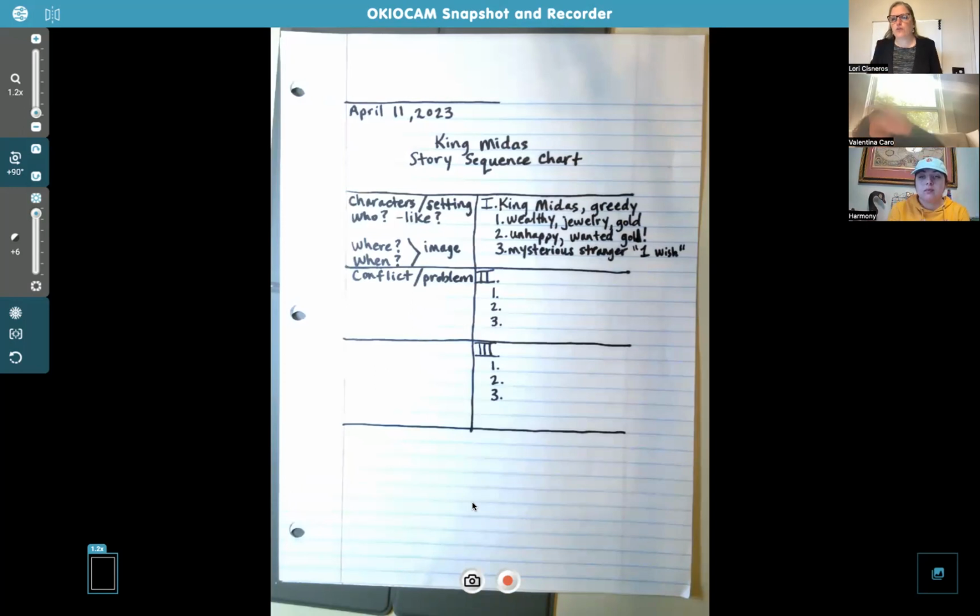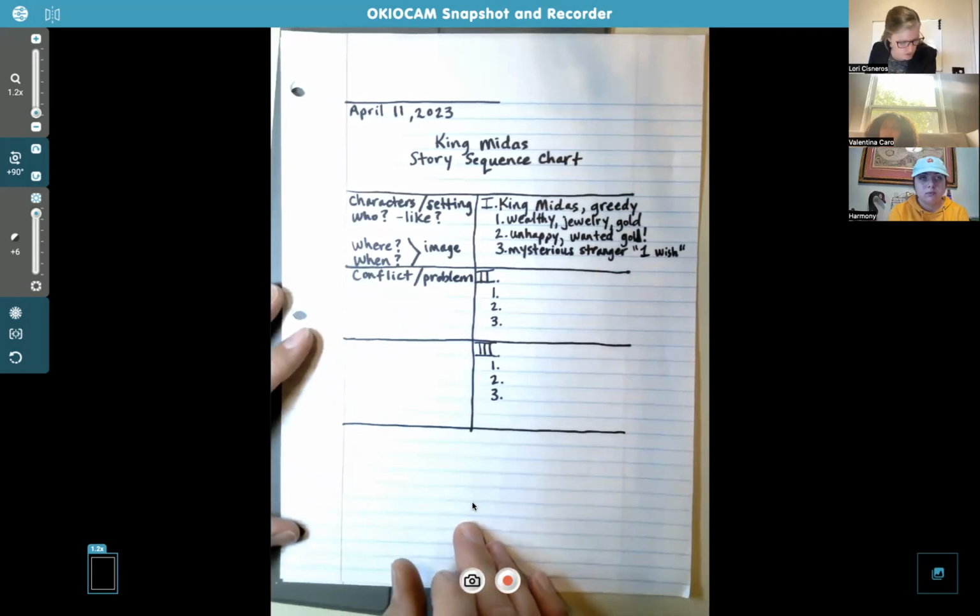Yeah. So being greedy was also a problem because it was kind of getting the best of him. He just wanted gold. He wasn't thinking about his daughter or the food or his bed or anything that he already had that was nice. He wanted everything to become gold. So you're right. That is the conflict and problem in the story, that King Midas story.